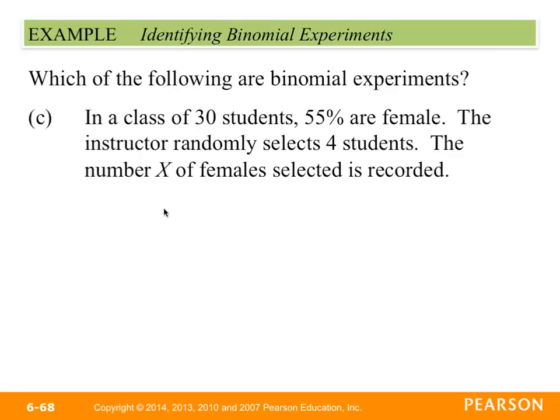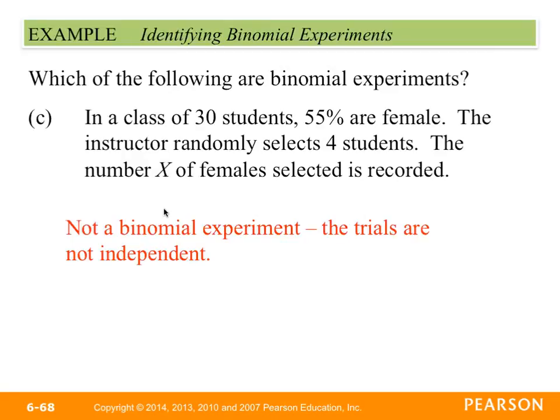And this one here, in a class of 30 students, 55% are female. The instructor randomly selects 4 students. The number of females is recorded. This one is not binomial because the trials are not independent. So if someone is selected, then it kind of affects your overall universe and they cannot be selected again.